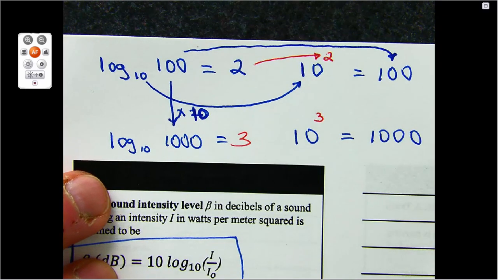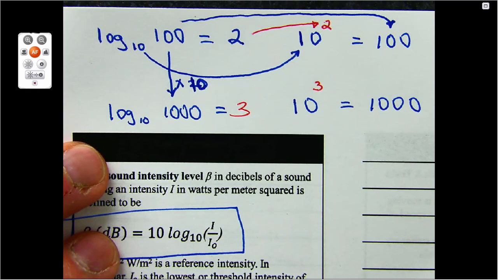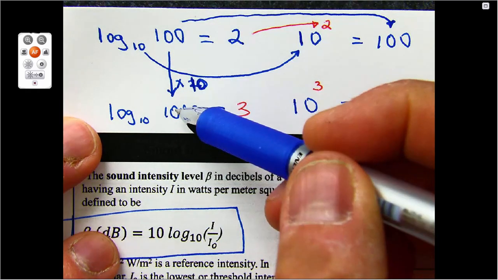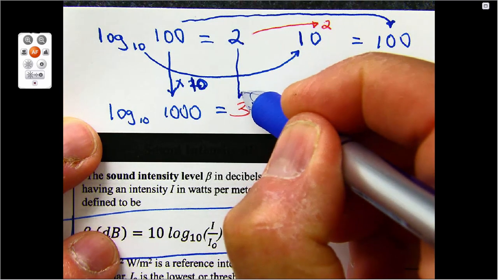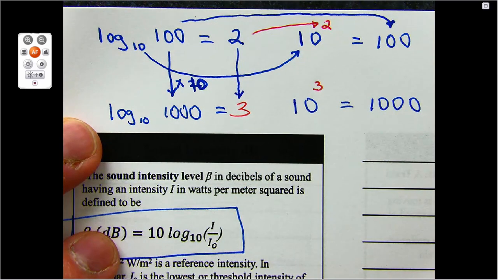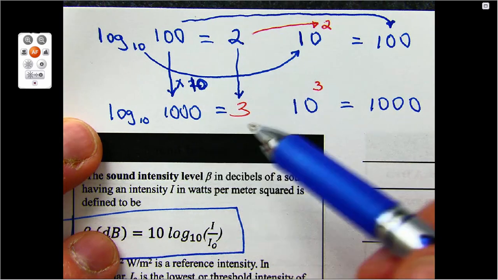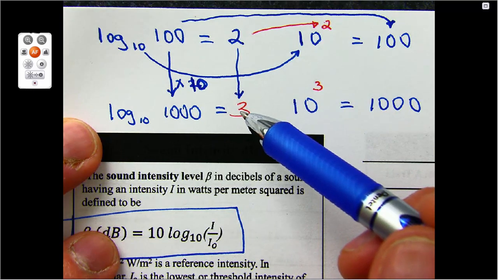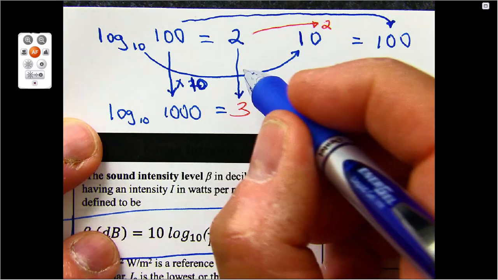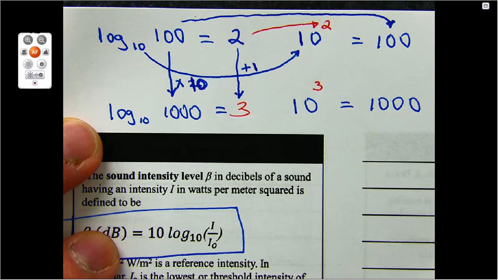Now this is what a logarithmic scale does, and pH is the same way. This number goes up 10 times. The log only goes up by 1. If you go 100 times more, the logarithm is going to go up by 2, right? So a logarithmic scale is base 10. This goes up by 10. This only goes up by 1.